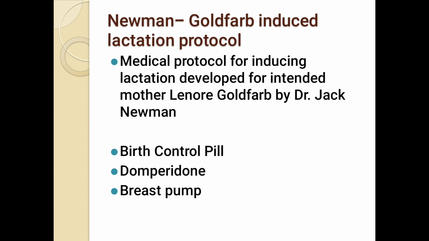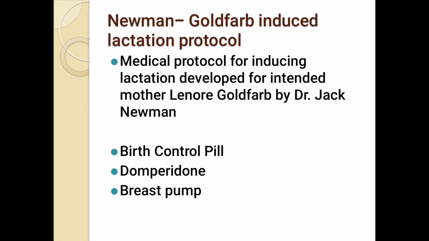What they do here is, for about 6 months or 1 year, they give sequential administration of birth control pills. Birth control pills contain estrogen and progesterone. So they give estrogen and progesterone and they prime the breast. They cause growth of the breast, and also growth of the ducts and alveoli, and they make the breast ready for lactation.